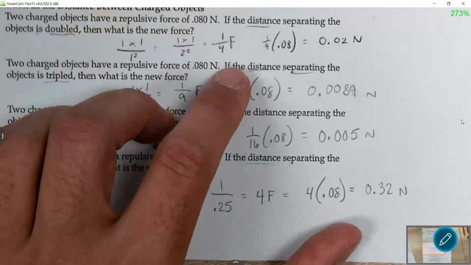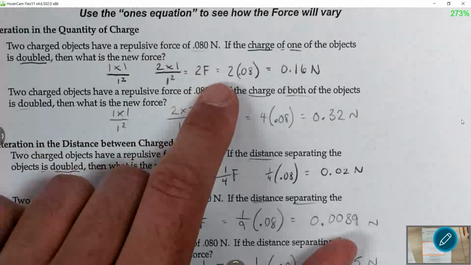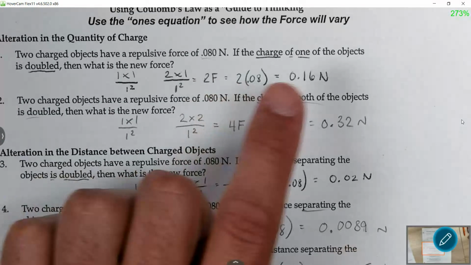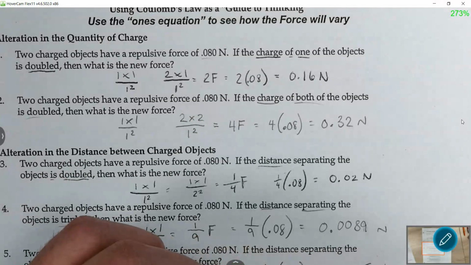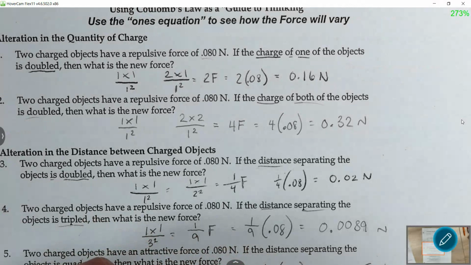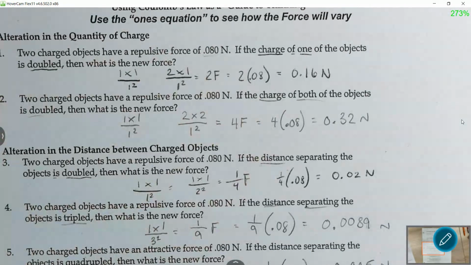Sorry, we're on this one. We're looking at the distances, right? The charge is very simple. You double one charge, you double the force. You double both charges, it's quadruple. If you did 2 times one charge and 3 times the other, 2 times 3 is 6. It would be 6 times the original force.